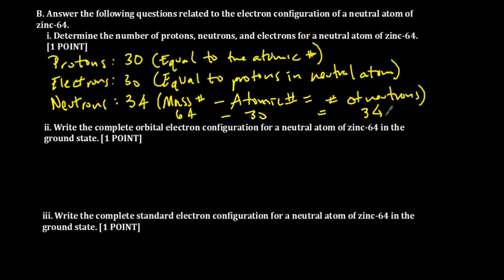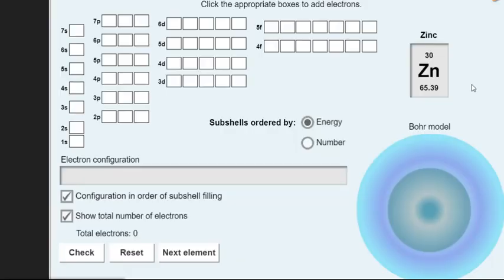All right. Now let's get to the good stuff. All of this business about the electrons in the electron cloud and where they're located. Subpart II says write the complete orbital electron configuration for a neutral atom of zinc-64 in the ground state. We know from earlier that we've got 30 electrons that we've got to figure out where they belong in the electron cloud. I'm going to jump over to this gizmo to give you a quick refresher about how to write the orbital notation. Remember, we're going to fill the energy levels from the lowest energy level first.